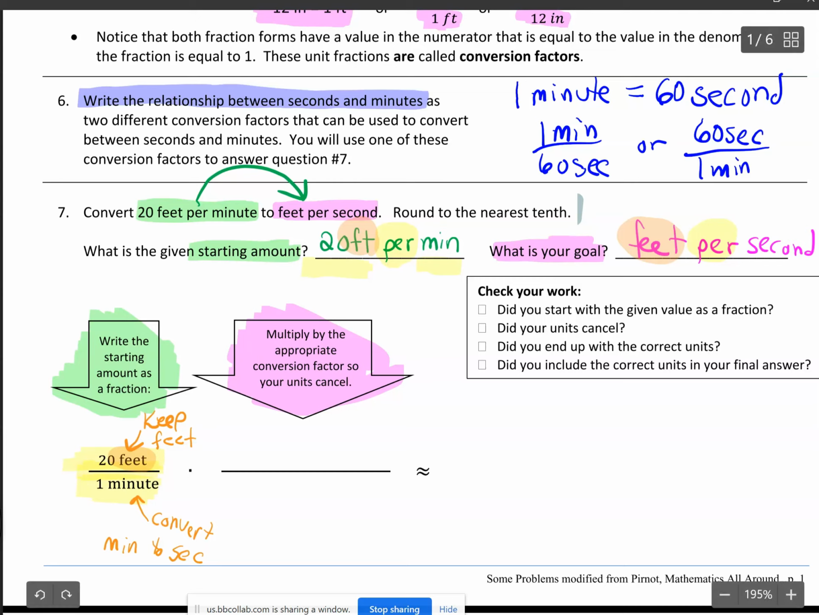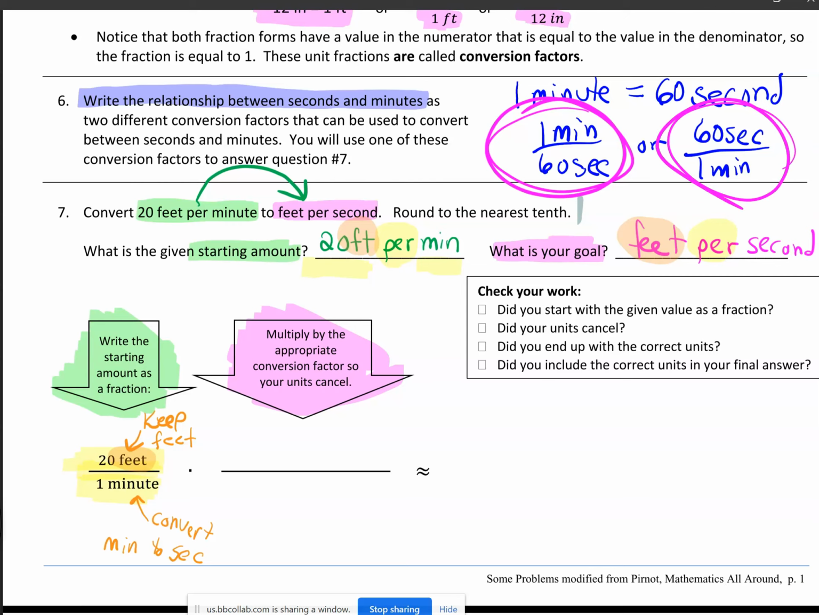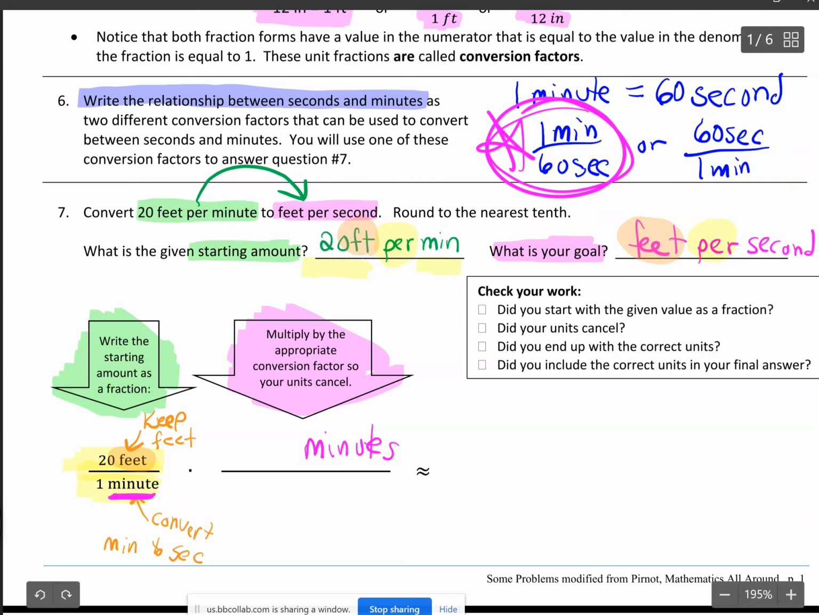So here we go. So let's write it. So I need to choose between this fraction up here, about minutes and seconds, or this second fraction. If I want to cancel out minutes in the bottom, I need to pick a fraction that has minutes in the top. So I'm going to pick this fraction right here. It has minutes in the top. 1 minute is going to cash in for 60 seconds.